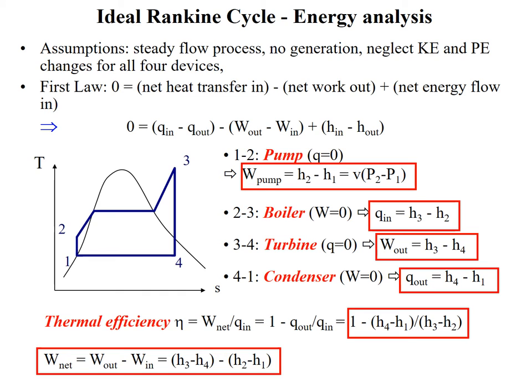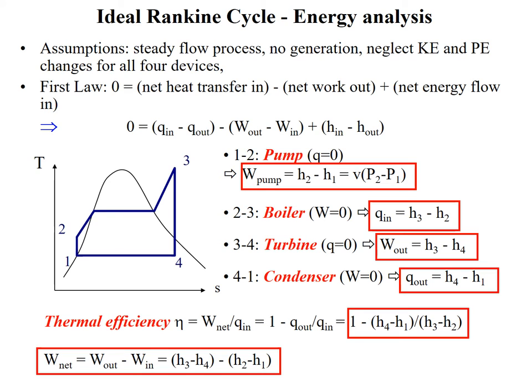Net work output means the turbine, work input is the pump, and net energy means enthalpy in and enthalpy out. So we'll take 1 to 2, the pump. For the pump, Q is equal to 0, so work is H2 minus H1, and we have another formula, v times (P2 minus P1). This v should be vf, the specific volume of the fluid at the condenser pressure.